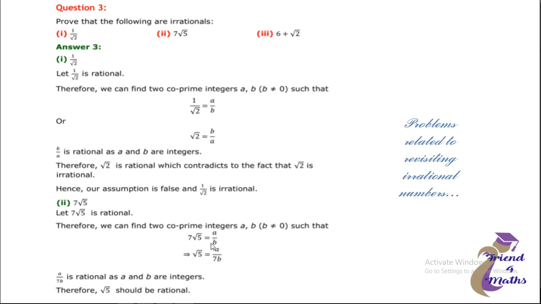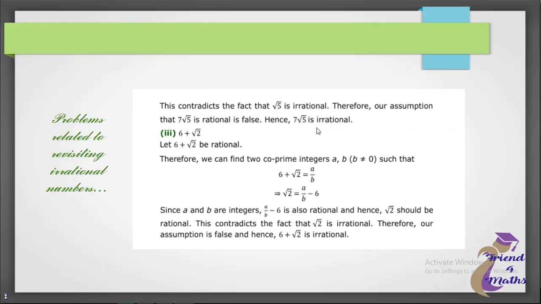If this is a rational number, this root 5 will also be a rational number, but we have proved that root 5 is not a rational number, it is an irrational number. So this result here is wrong. That is because of our wrong assumption that 7 root 5 is a rational number. So we can conclude that 7 root 5 is not a rational number, it is an irrational number.